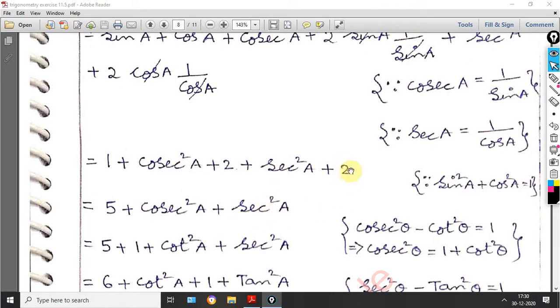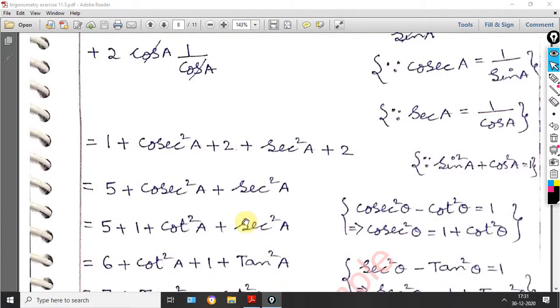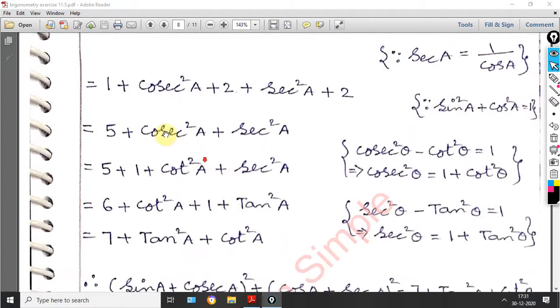First of all, we have added this 2 plus 2, 4. 4 plus 1, 5. So 5 we wrote, plus cosecant square A we wrote as it is, plus secant square A we wrote. Next, what we are doing here, secant square is there, plus cosecant square A is there, plus secant square is there. So here we are using the identity.